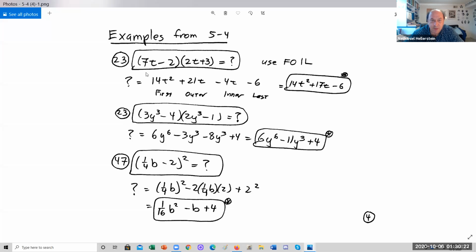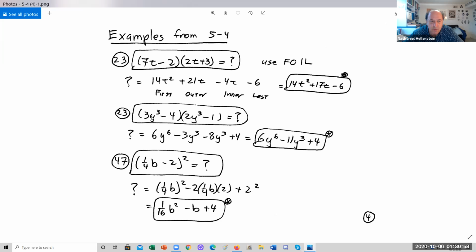All right, some examples. 7t minus 2 times 2t plus 3. We'll use FOIL. 7t times 2t, that's the first, is 14t squared. Outer is 7t times 3, that's 21t. Inner, minus 2 times 2t is minus 4t. And last is minus 2 times 3 is a minus 6. Now, here are two like terms, 21t minus 4t, which comes out to 17t. So in the end, you get 14t squared plus 17t minus 6.